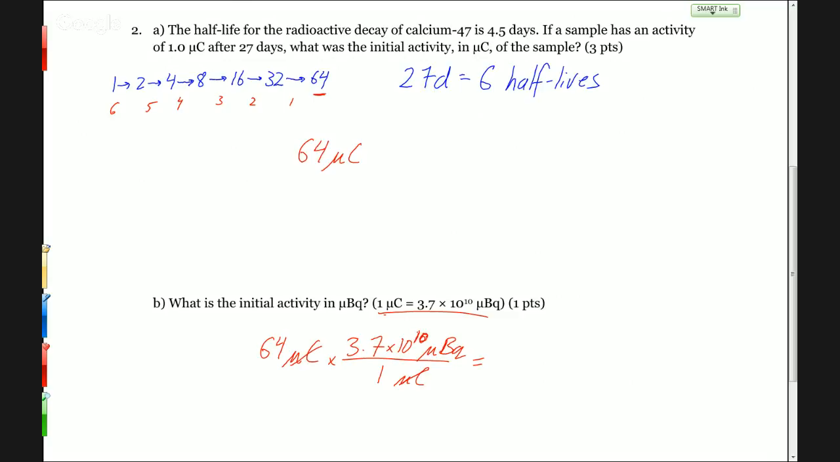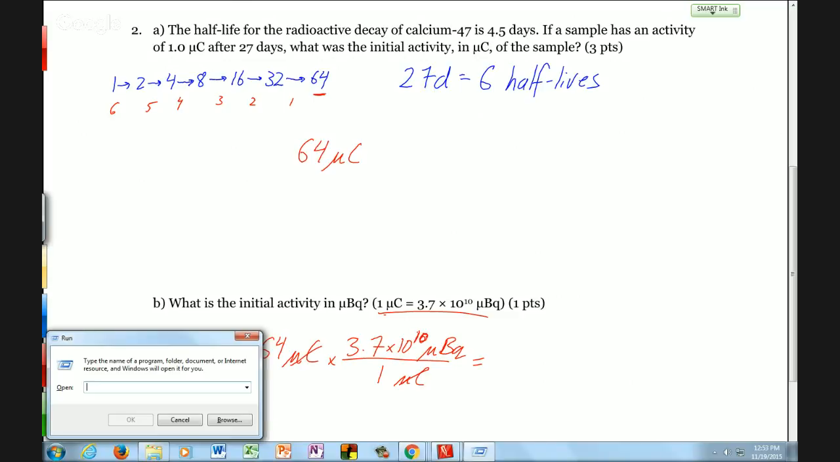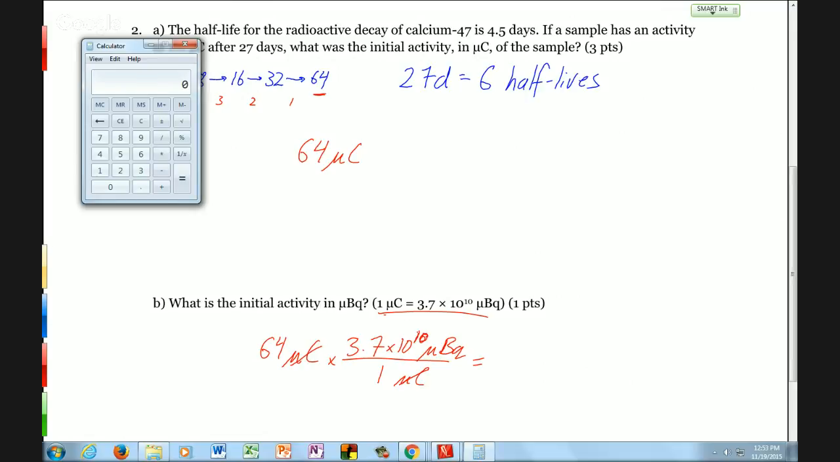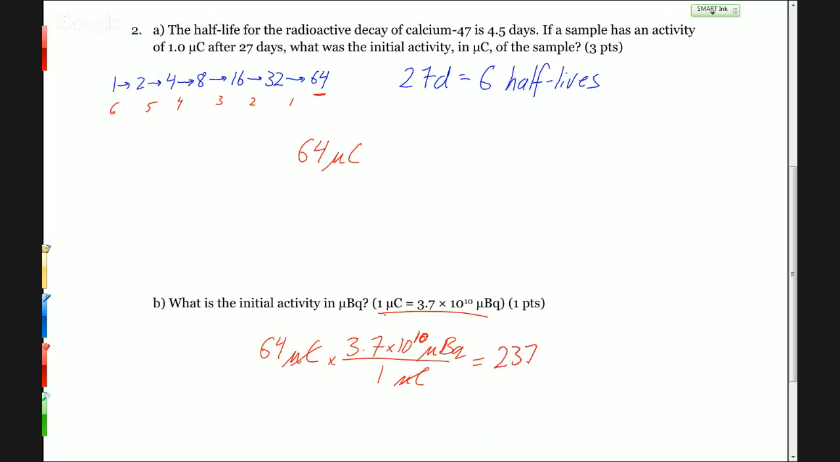So I guess you probably would need a calculator for this. 64 times... Yeah, okay, so we'll say 237 times 10 to the 10th microbecquerels, or in more proper scientific notation, that would be 2.37 times 10 to the 12th.